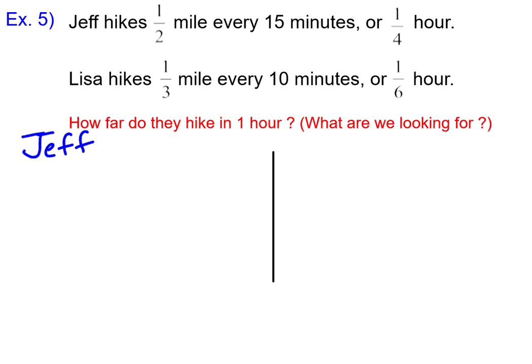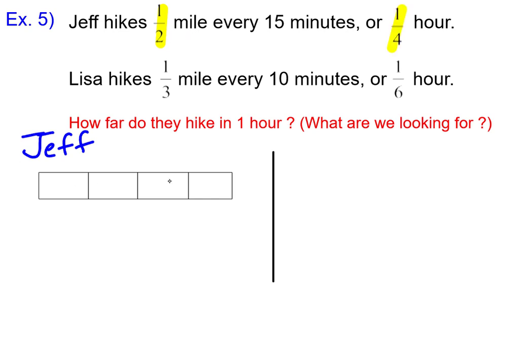Now, Jeff, we know that he's going to hike a certain amount every 1/4 of an hour. So how many fourths are there in 1 hour? Well, hopefully you realized that there are 4/4 in an hour. We know, based on what we're being told here, that Jeff's going to hike 1/2 mile every 1/4 hour.